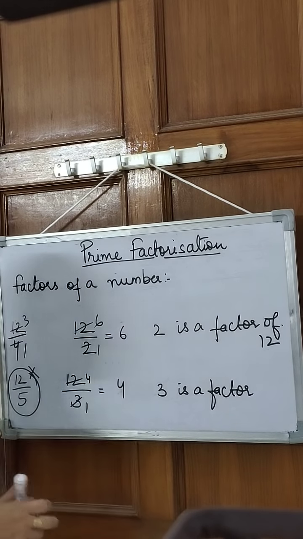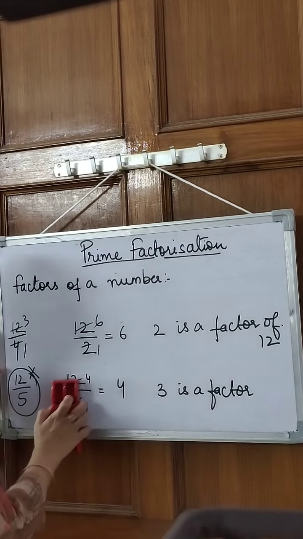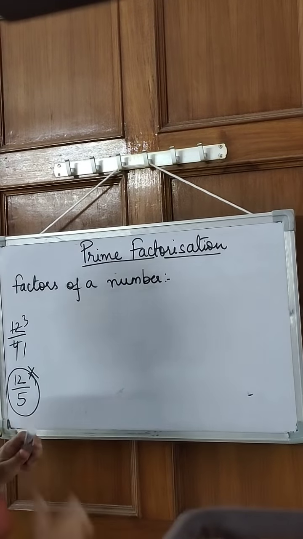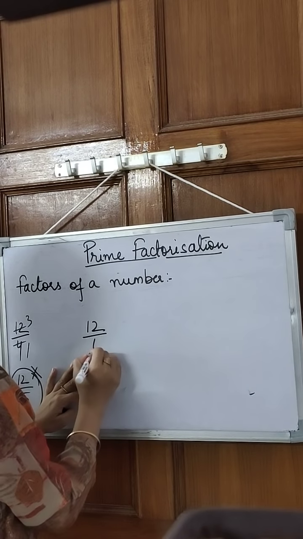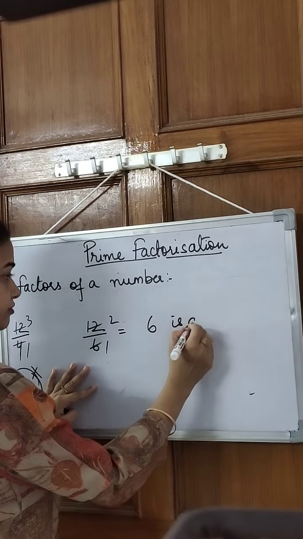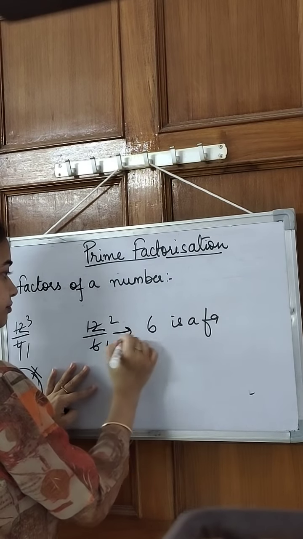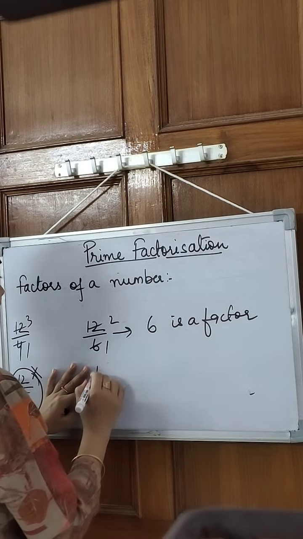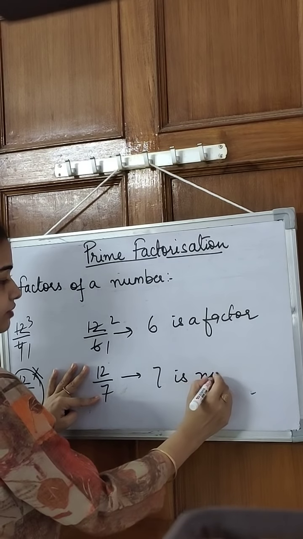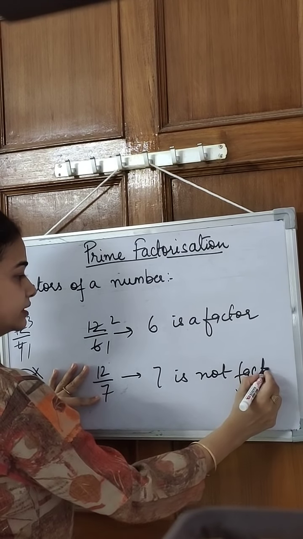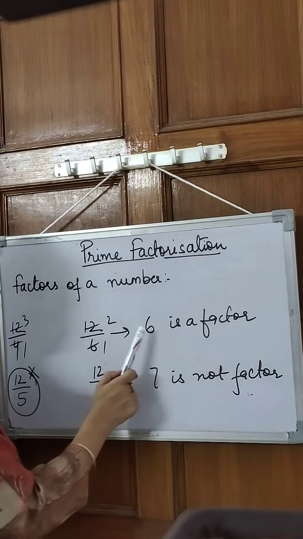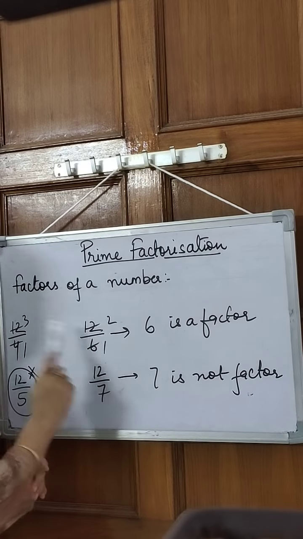Let's take a few more numbers. Let's take 12 divided by 6. 12 divided by 6 is divisible. So 6 is a factor. Let's take 7. It's not divisible. So 7 is not a factor. So what we can see here is that if a number is divisible by a given number, then we say that this number is a factor of this number.